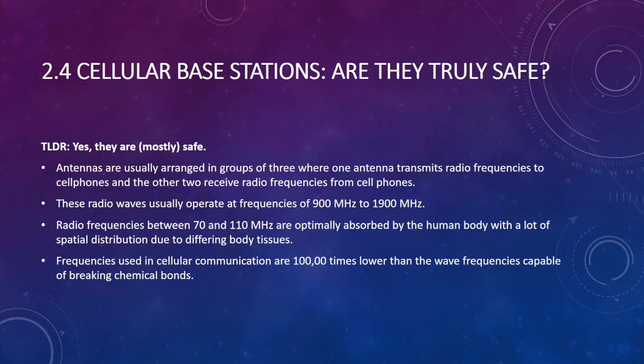So radio frequencies between 70 and 110 megahertz are optimally absorbed by the human body. Actually, the frequencies in cellular communications are 100,000 times lower than the waves capable of breaking chemical bonds, like X-rays that can cause radiation and decay that can lead to cancer. So yes, they are mostly safe to use. They are safe to install around different parts of the city, and we actually found evidence that Mexico lacks more cellular base stations for a better coverage area.